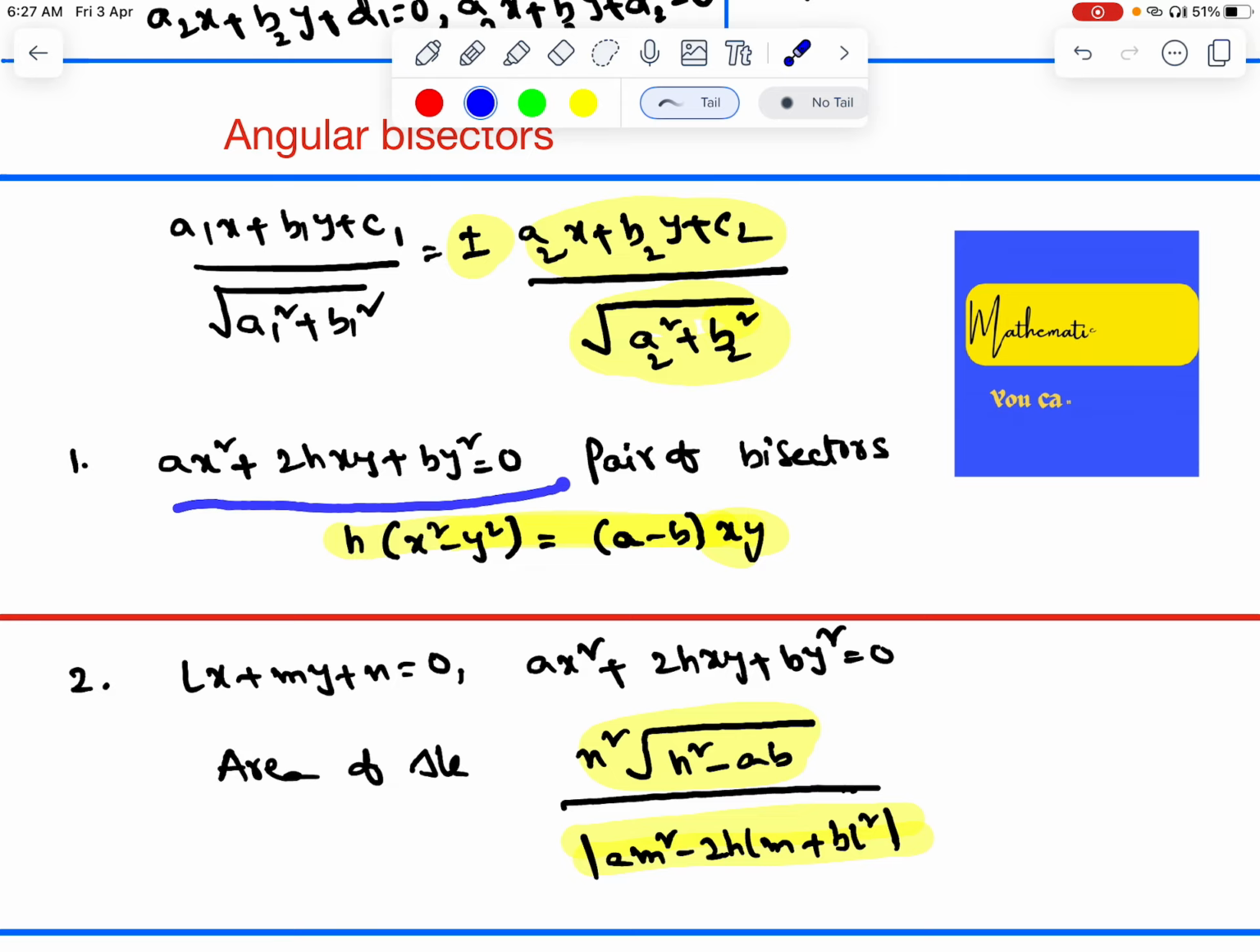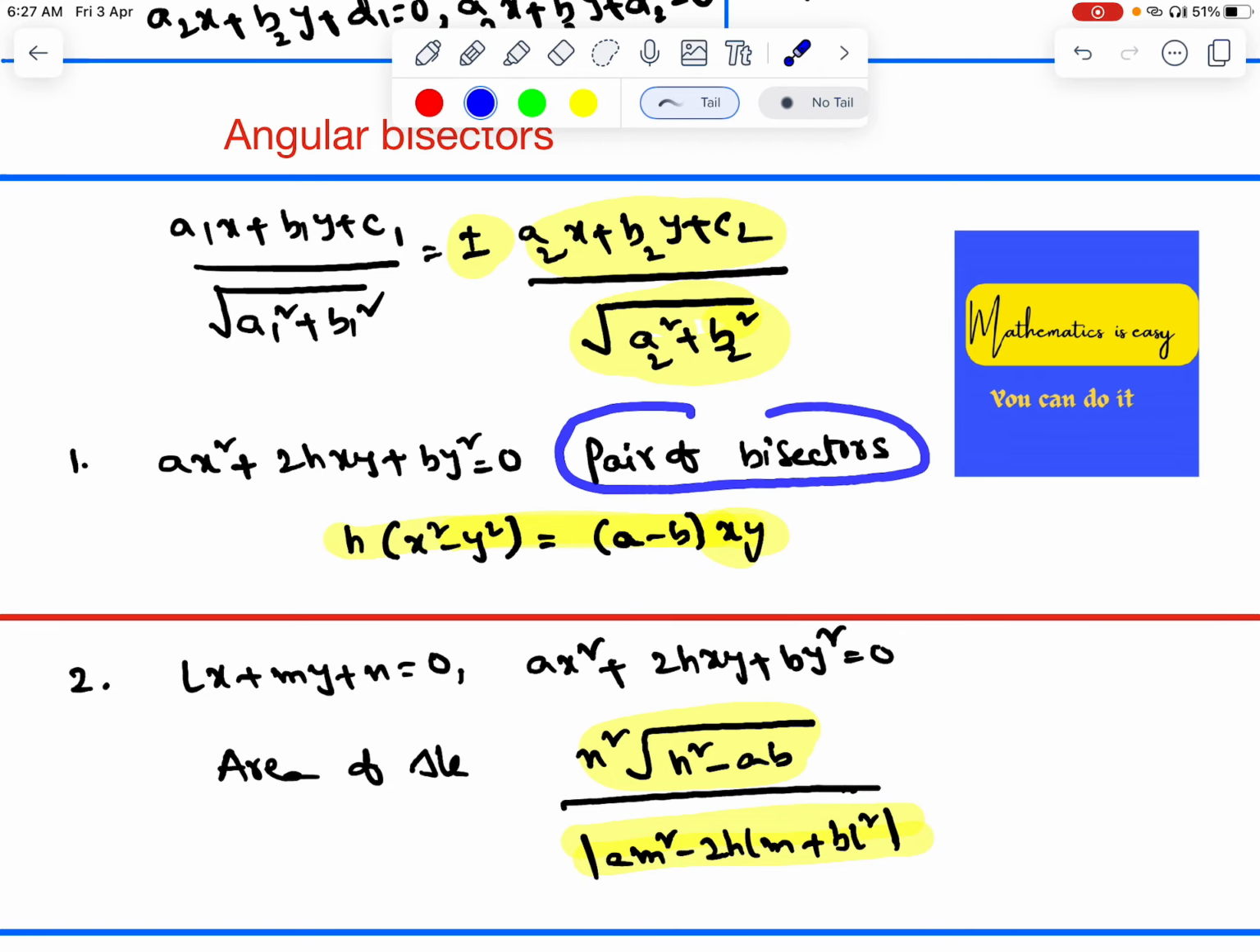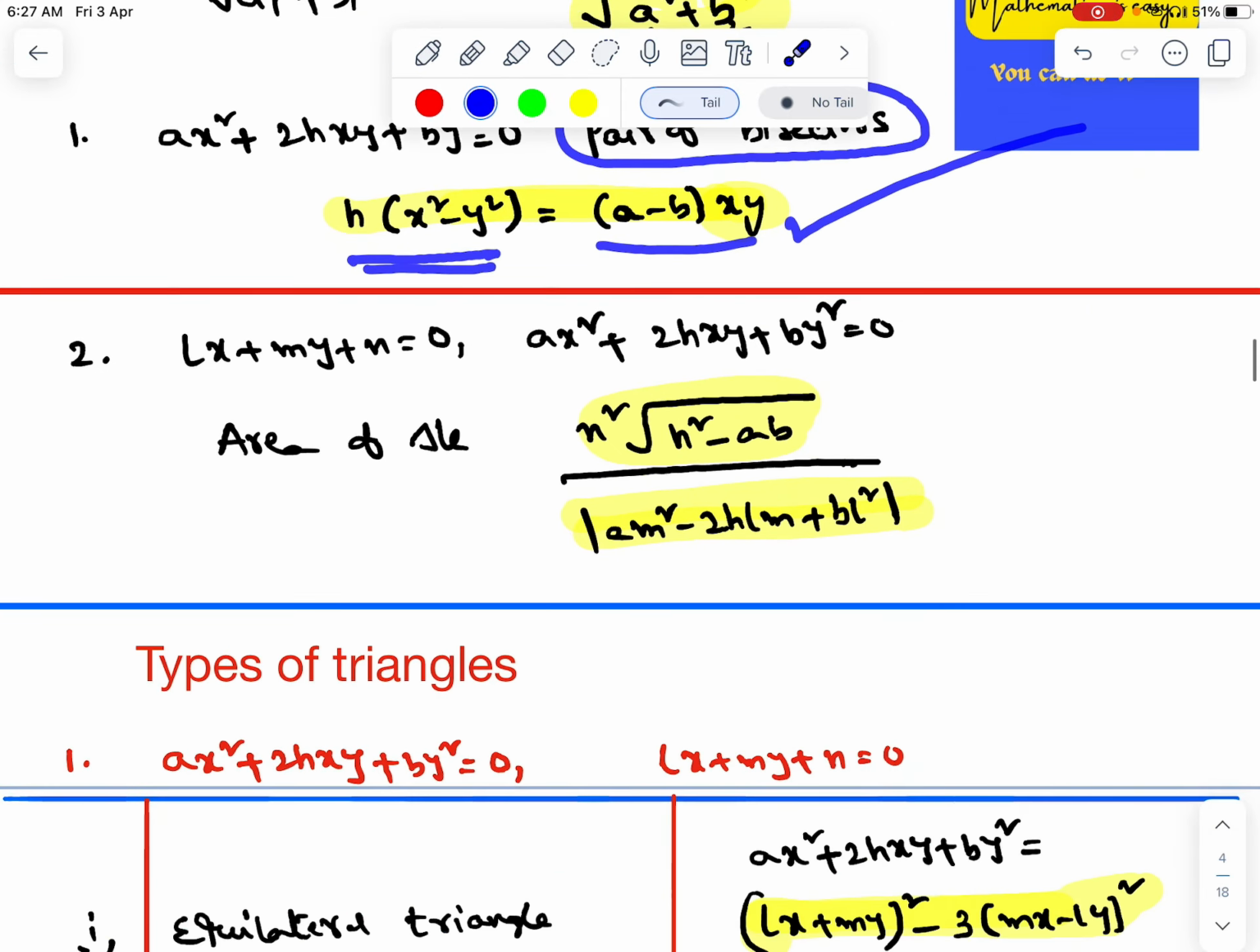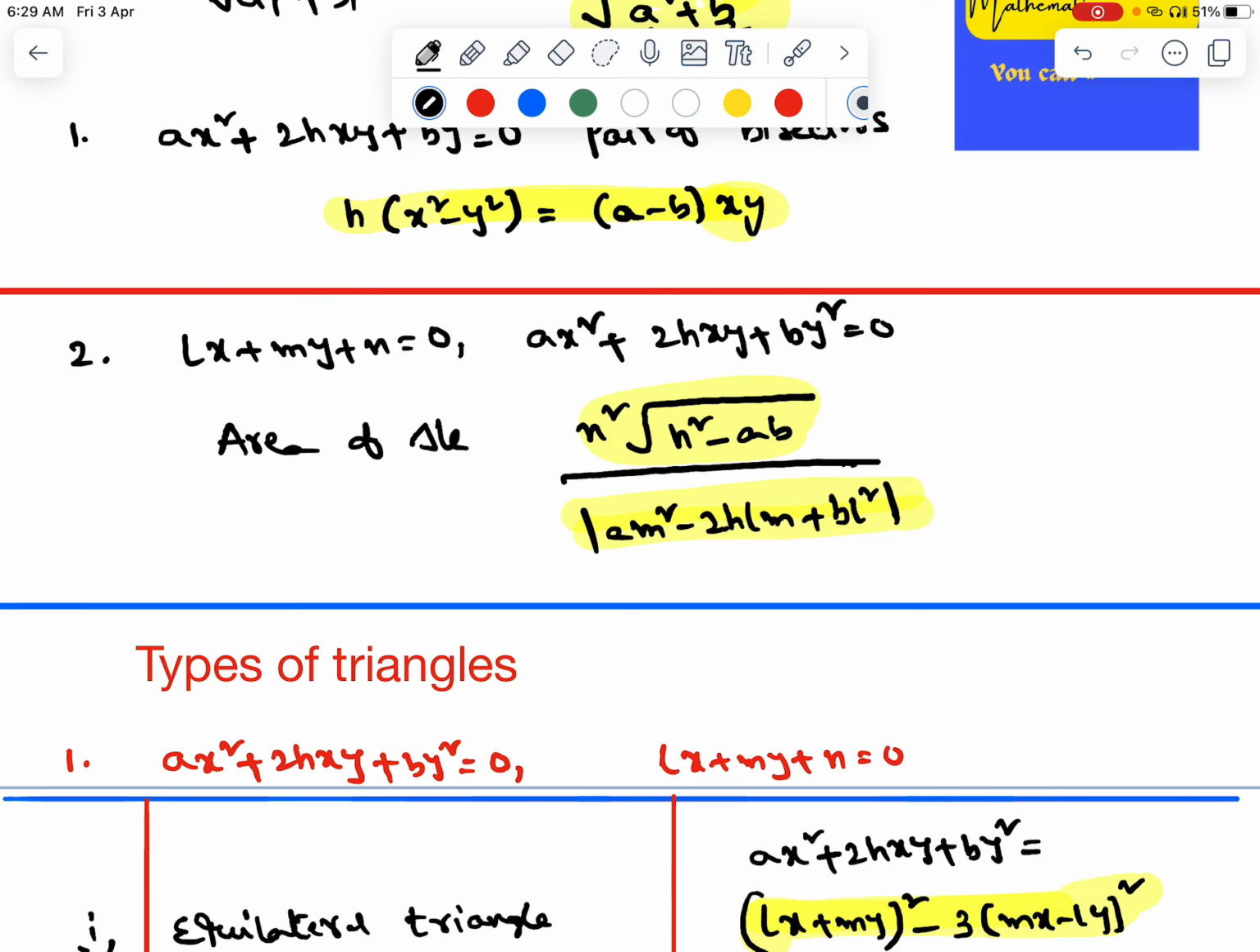If ax² + by² + 2hxy = 0, then the pair of bisectors is h(x² − y²) = (a − b)xy. Now ax² + 2hxy + by² = 0 is the pair of lines, and lx + my + n = 0 is the line.